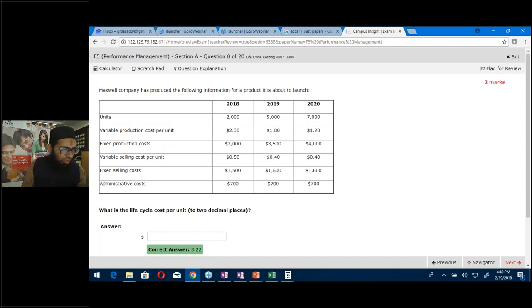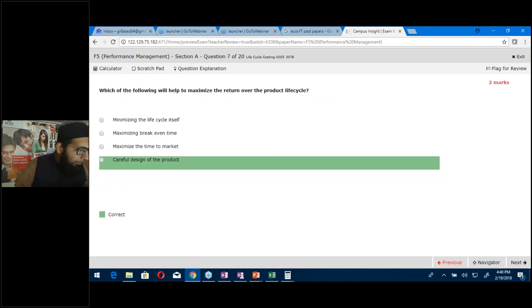Now, this is a life cycle cost question. One of the students has asked me how we can calculate the life cycle cost. Sorry, I'm going back. One of the students has said that the first one is also correct. Let's read that. Here the first one was minimizing the life cycle itself.